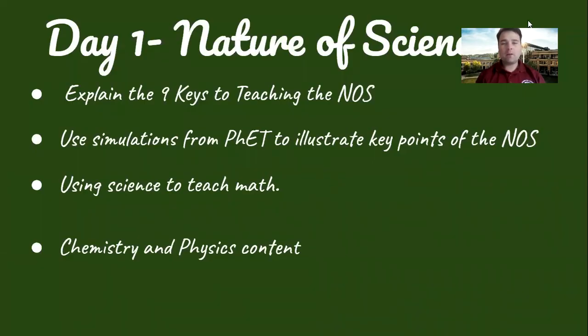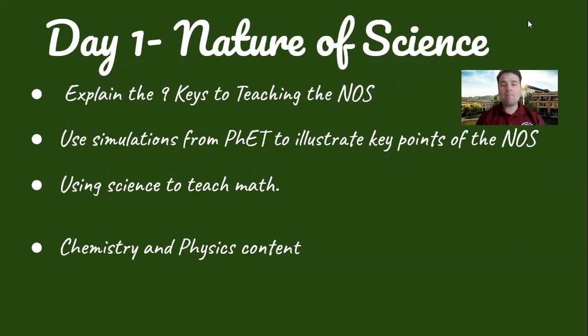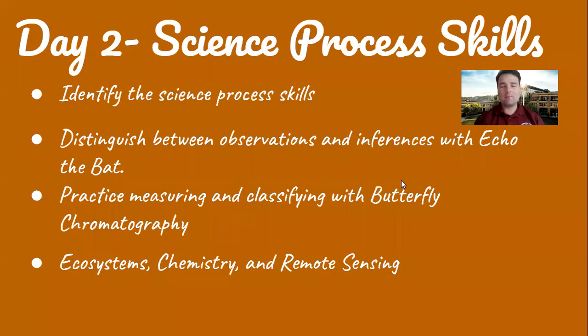So day number 1, we're going to talk about the nature of science. And so I'll begin by explaining the 9 different keys to teaching the nature of science as explained by William McComas in his article on the keys to teaching the nature of science. And then I'm going to use some simulations from the PHET website to illustrate how you can use science to directly teach those nature of science attributes. And then we're going to also use science to teach math. And so there's going to be a lot of chemistry and physics content that we go through on day number 1, as well as the nature of science.